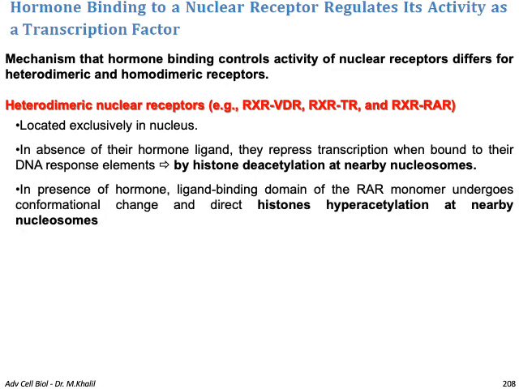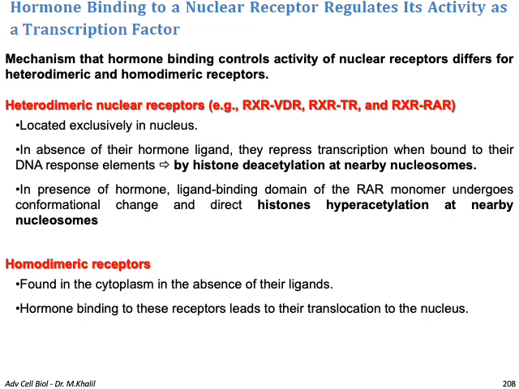In response to hormone, the ligand binding domain of the RAR monomer undergoes a conformational change and directs histone hyperacetylation at nearby nucleosomes. That opens up, uncoils the DNA for transcription. While the homodimeric receptors are found in the cytoplasm in the absence of their ligands, once they are bound, these receptors are recruited into the nucleus to bind to the DNA.